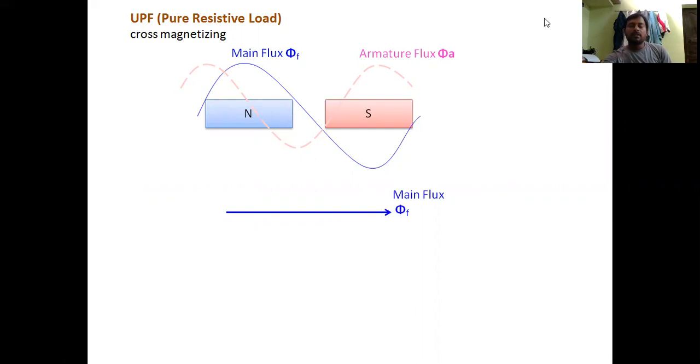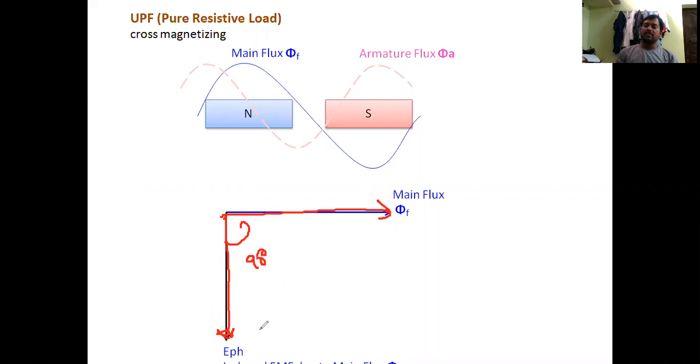So this is in a linear manner. If we take this alignment, this is the main field flux direction, and you can see this armature flux. After cutting the main field flux, the armature flux will be established, and the phase difference is 90 degrees. That's why it is lagging in nature. That's why they represented this armature flux as lagging at 90 degrees with the main field flux.